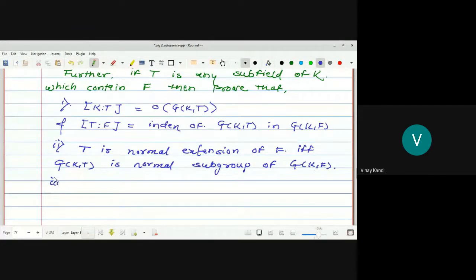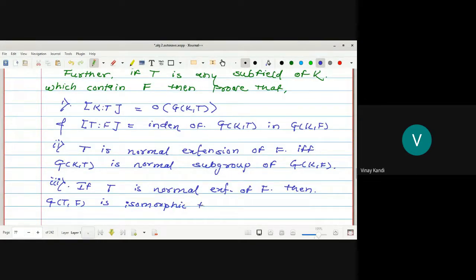Now, third one: if capital T is a normal extension of capital F, then GTF is isomorphic to the quotient group GKF divided by GKT. Okay, F is contained in T is contained in K.